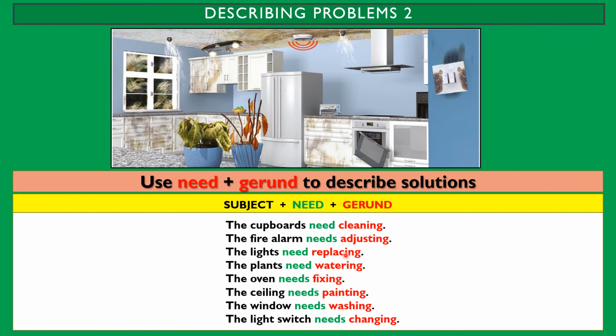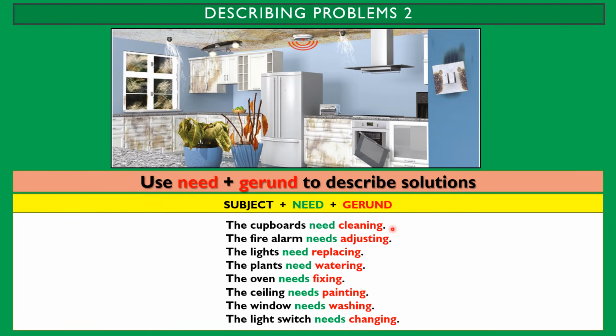The lights need replacing. The plants need watering. The oven needs fixing. The ceiling needs painting. The window needs washing. And the light switch needs changing.